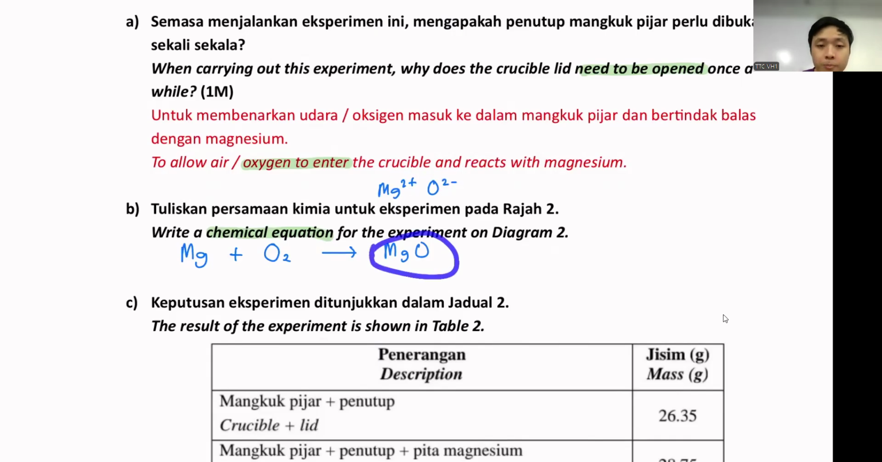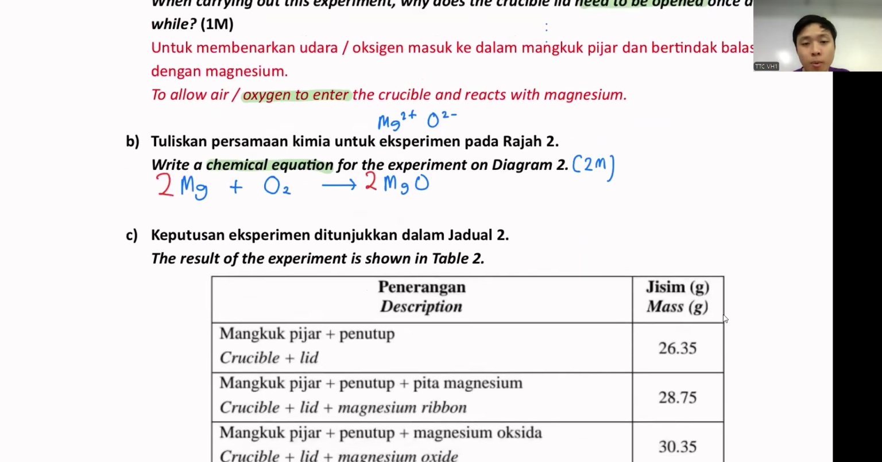So it becomes MgO. But it's not finished yet, because this question carries around 2 marks, meaning you have to balance the equation. The left side has 2 O, the right side only has 1 O, so multiply by 2. Now Mg has 2, so multiply by 2 at the front also. This only carries 2 marks. If not balanced, it gets 0 marks.